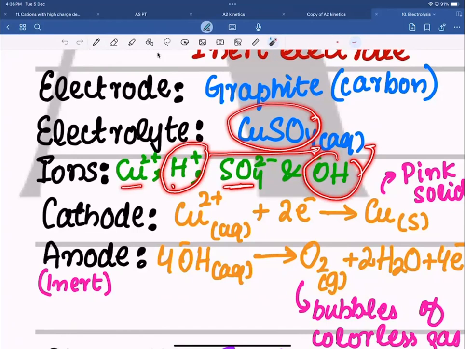Yes, Aisha and Khatija? Yes, sir. Yes, Manahir. The hydrogen will be there, because there is water as well. So water always splits into H positive and OH negative.